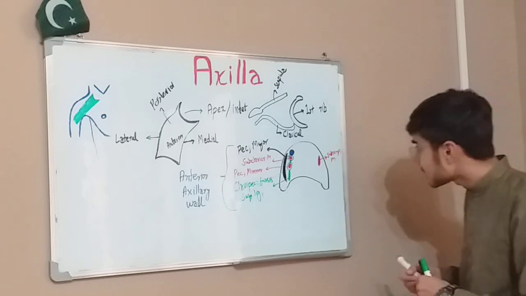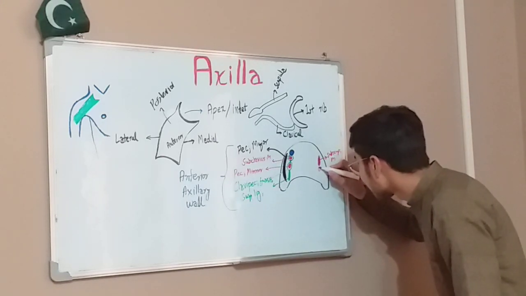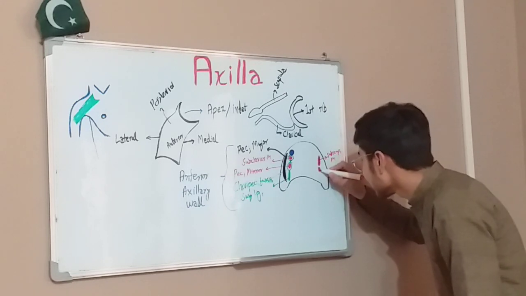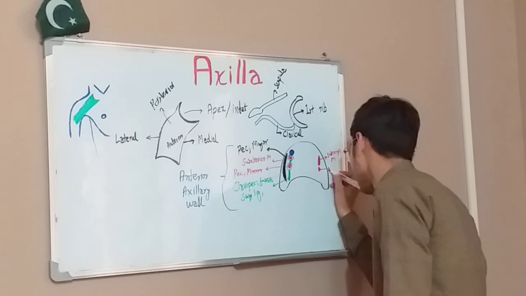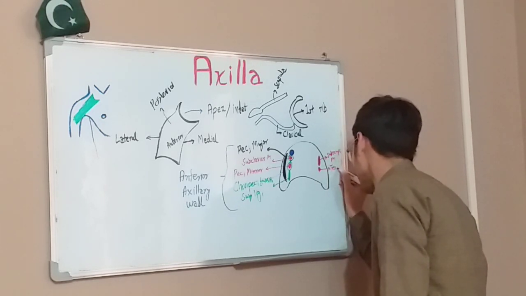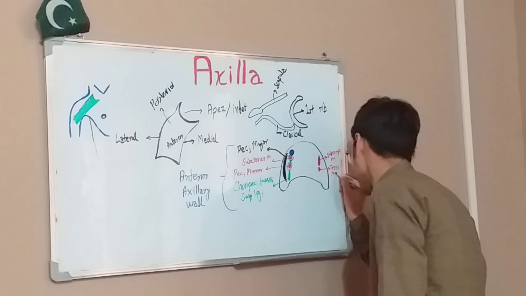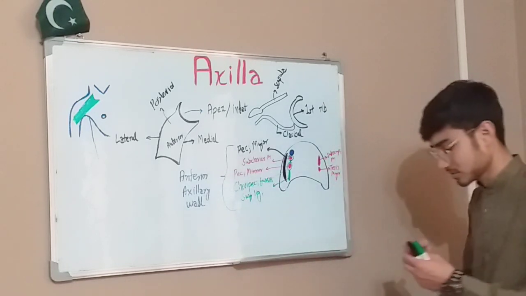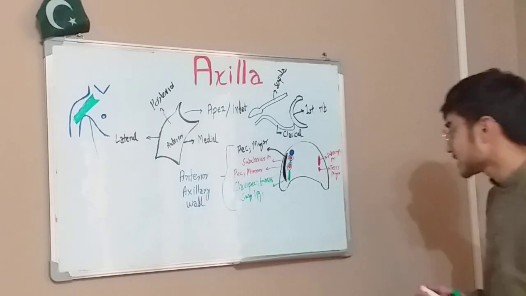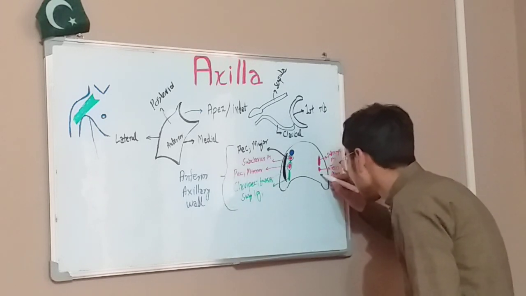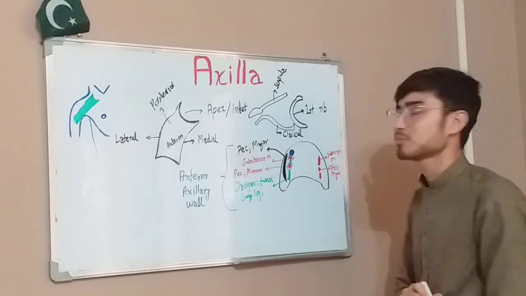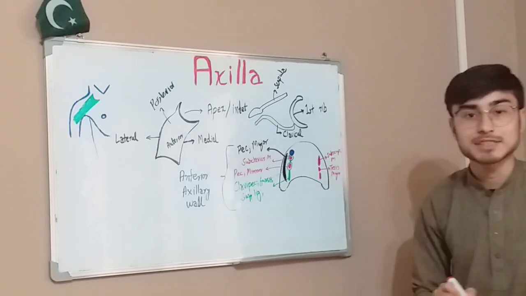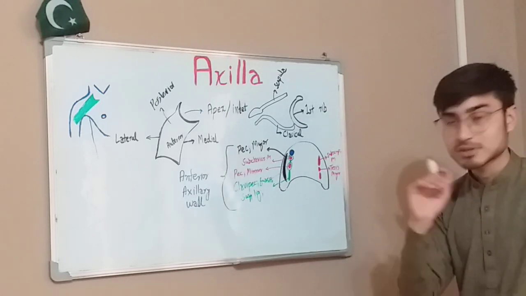And then we have another muscle. This very muscle is called the teres major muscle. And then we have another muscle. This is actually a tendon. This is the tendon of which muscle? This is the tendon of the latissimus dorsi muscle.